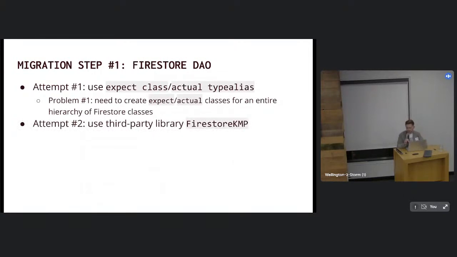So that was kind of a no-go. So my second attempt was to look for a third-party library to solve my problem, and I found this one called Firestore KMP. Under the hood, it works basically exactly by doing the expect actual class solution. But the problem here is that there was a version mismatch with Kotlin Native, in that the library was compiled with Kotlin Native 1.3, and I was trying to use 1.5, and you need to have an exact match when you use third-party libraries. Some more foreshadowing.